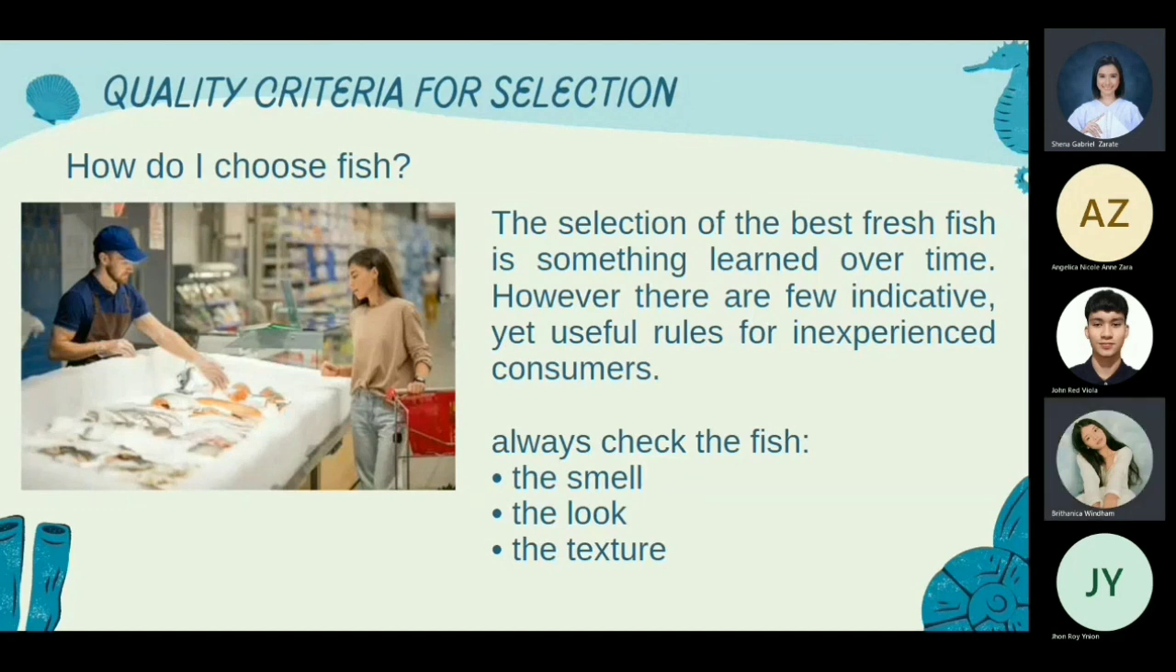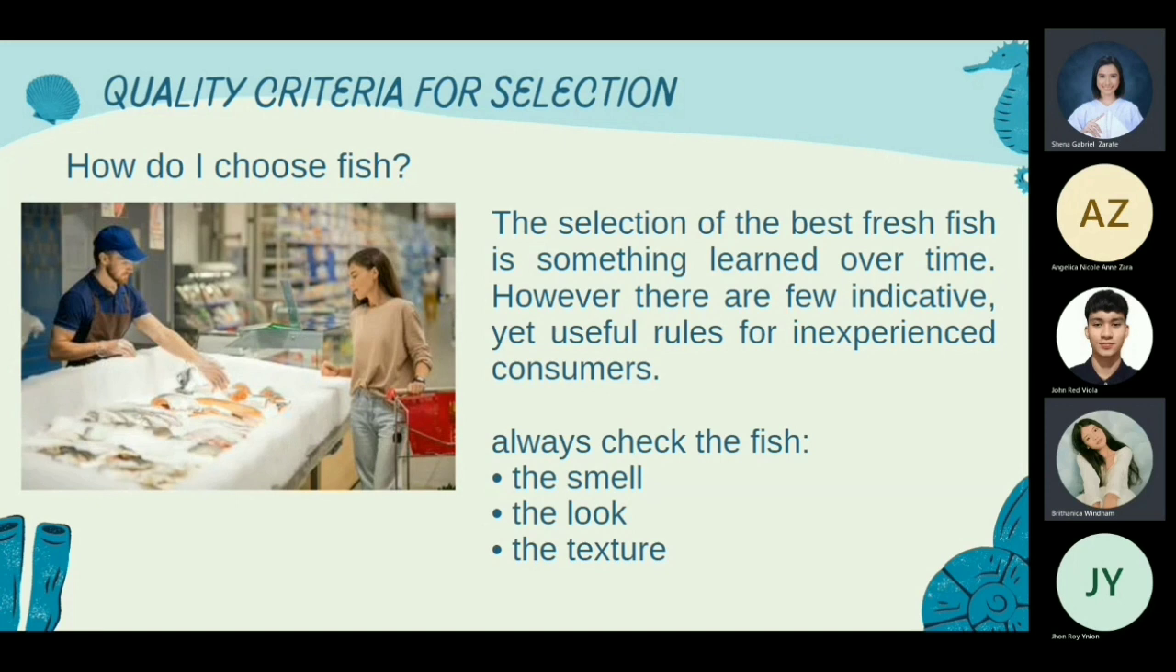Good day, everyone. This is Britannica Windham, and today I'm going to report about knowing the quality criteria for selection and the staleness indicators. So first, the quality criteria for selection is how do I choose fish? The selection of the best fresh fish is something learned over time. However, there are few indicative yet useful rules for inexperienced consumers.